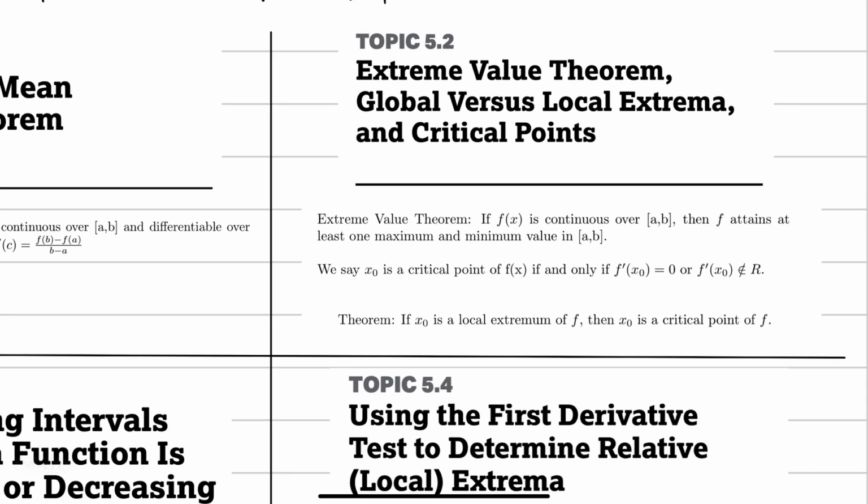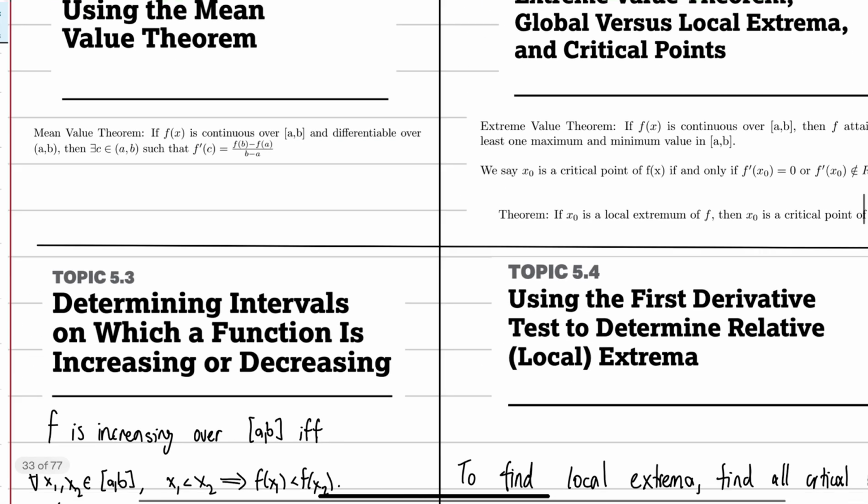So these are very important for candidates because we have this theorem that states that if a point is a local extremum of a function, then it is also a critical point. That means if we can find points where the derivative is zero or undefined, we can test them somehow to see if they are local extrema.